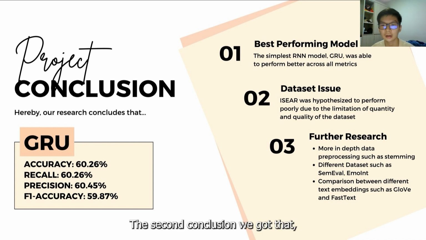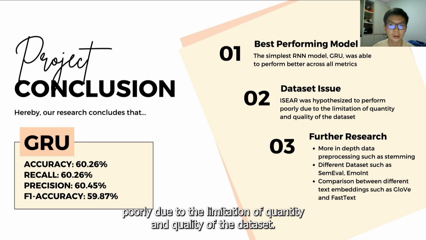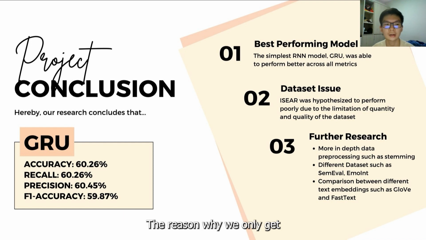The second conclusion we got is the dataset issue. Here, ICR was hypothesized to perform poorly due to limitations in the quantity and quality of the dataset. The reason why we only get 60% is because of the dataset issue. The hypothesis is that ICR has poor quality data and a limited quantity. It is just not enough for this research.